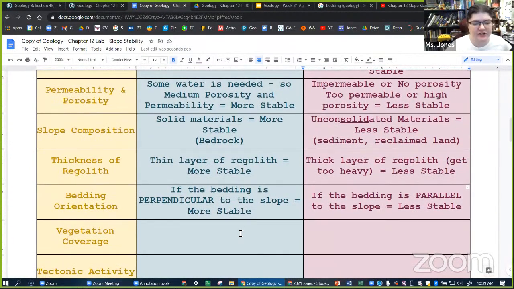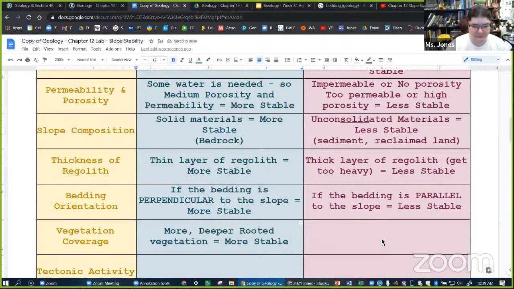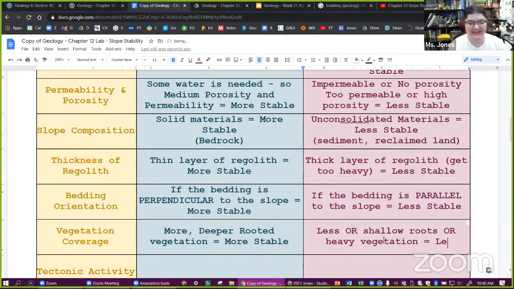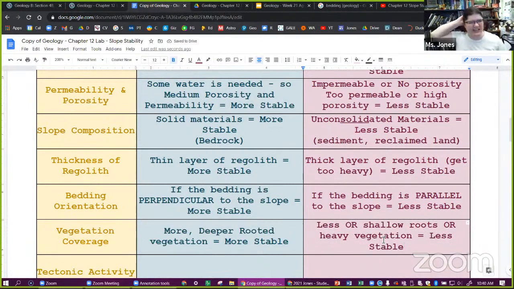All right, now it's time for vegetation. Remember what vegetation does with the roots? More deeper rooted vegetation. I keep wanting to write vegetables. Vegetation equals more stable. It's literally holding the slope together. So less or shallow roots or heavy vegetation equals less stable. So if you've got bushes that don't tend to reach down really deep with their roots, but they add a lot of weight, that's not good.